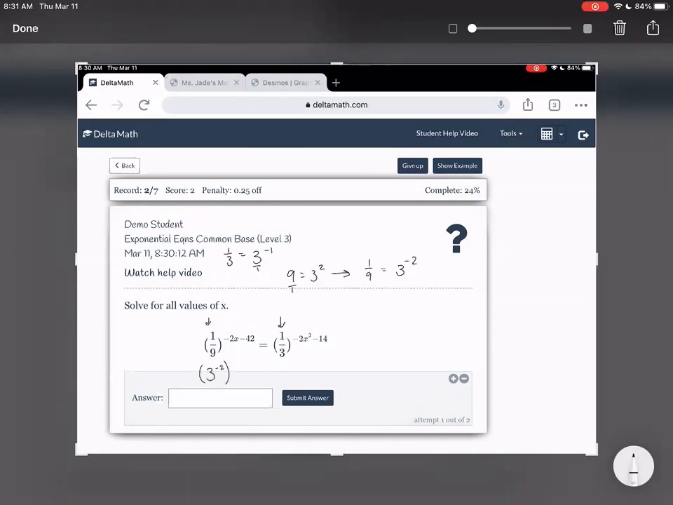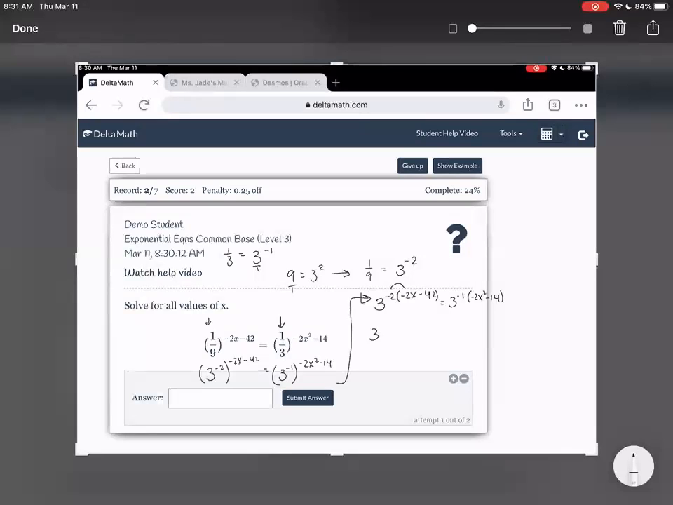So this is 3 to the power of -2, to the power of -2x minus 42. This is 3 to the power of -1, to the power of -2x squared minus 14. And so let us rewrite this such that we actually multiply out our exponents. Okay, and so let's distribute.